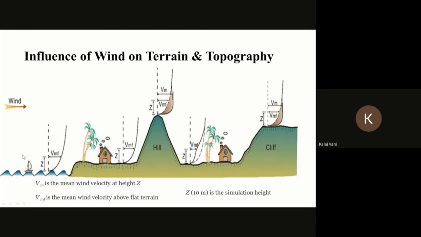On the seashore or sea area, we have the mean wind velocity up to a height of Z. When the wind moves over to the land portion, you have hindrances like trees, small buildings, tall buildings, industrial structures and all. So it will be hitting them, and if the obstruction is less than 10 mm, it will just blow on its own way, right?